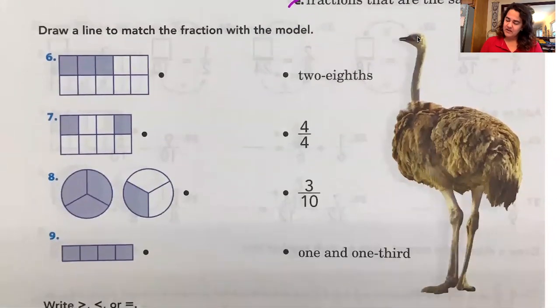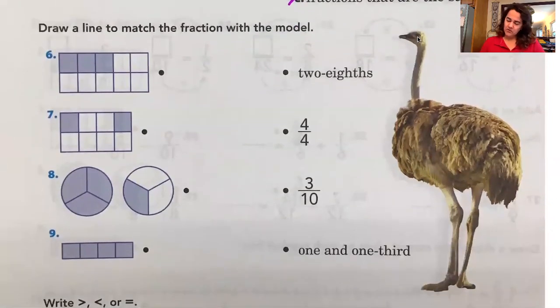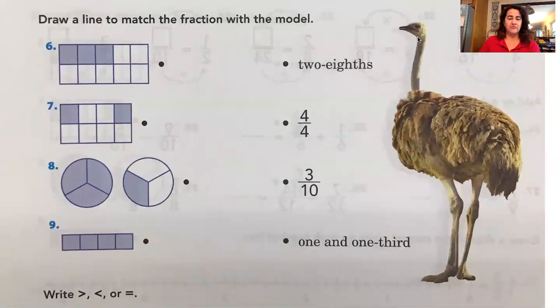All right, second graders, if you're back, it's because you're ready to go over your work. Let's see what we can do. You need to draw a line to match the fraction with the model. How many do I have in number 6? Let's count them out. 1, 2, 3, 4, 5, 6, 7, 8, 9, 10. I have a total of 10, and how many of those are shaded? 3 out of 10 are shaded, so I'm going to match it here.